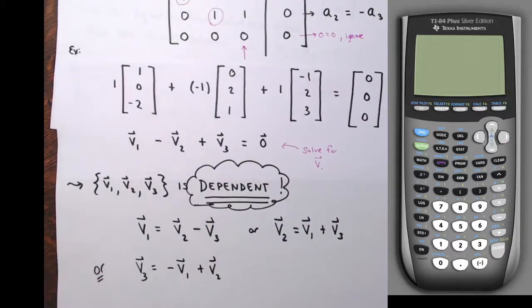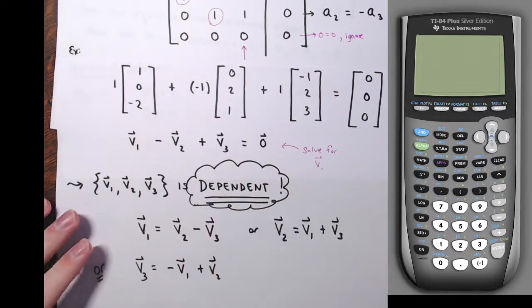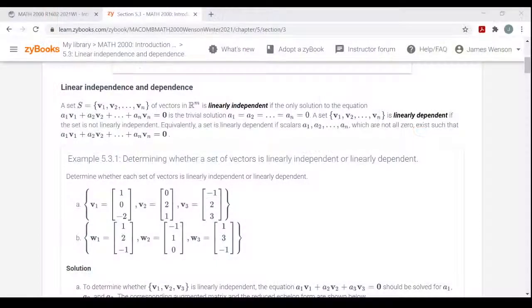Not independent. If they were independent, I couldn't do this. You couldn't express one vector as a linear combination of any of the other vectors in the set. They're all separate and independent vectors. All right. So that was the first example. Now the second example is this set of vectors from R3, and let's take a look at those.